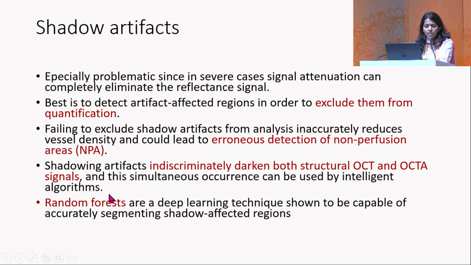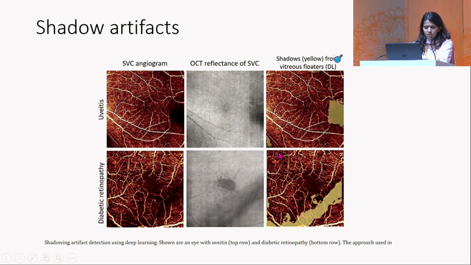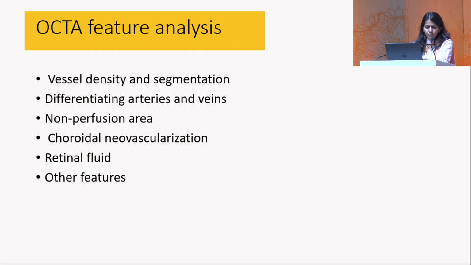The random forest is one of the deep learning techniques which is capable of accurately segmenting shadow-affected regions. So you see the OCT angiogram, where deep learning has detected this shadow artifact which is being created because of the vitreous floater, in both this patient of uveitis as well as in this patient of diabetic retinopathy, so that this is not erroneously detected as a non-perfusion area.